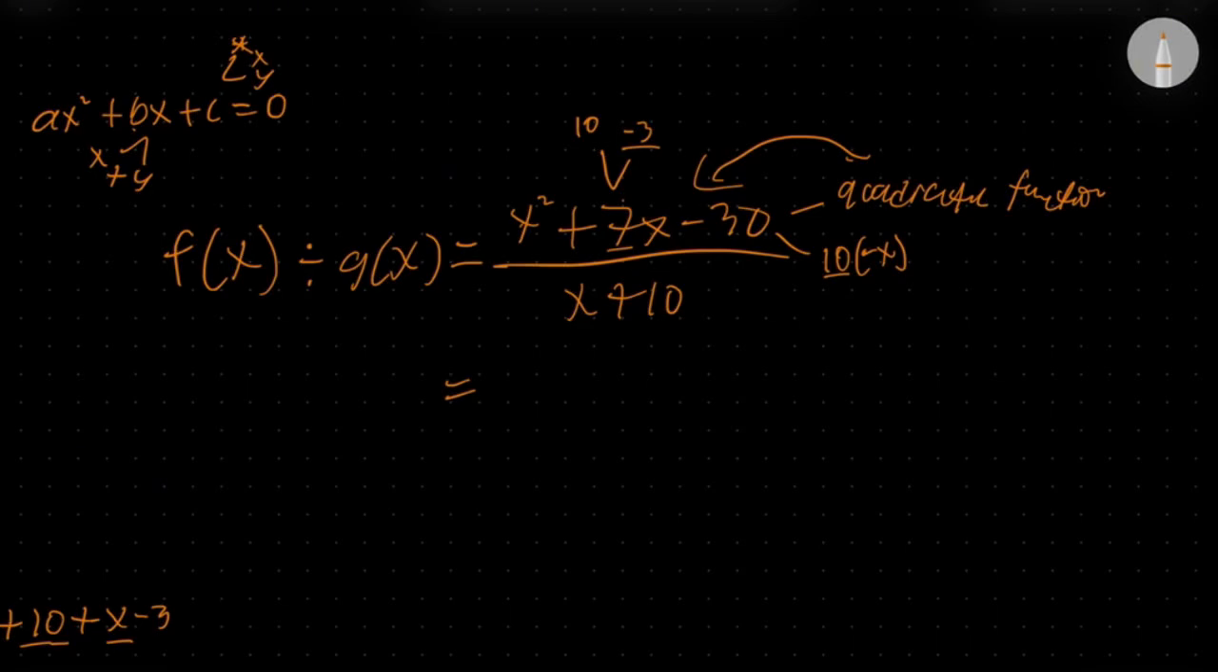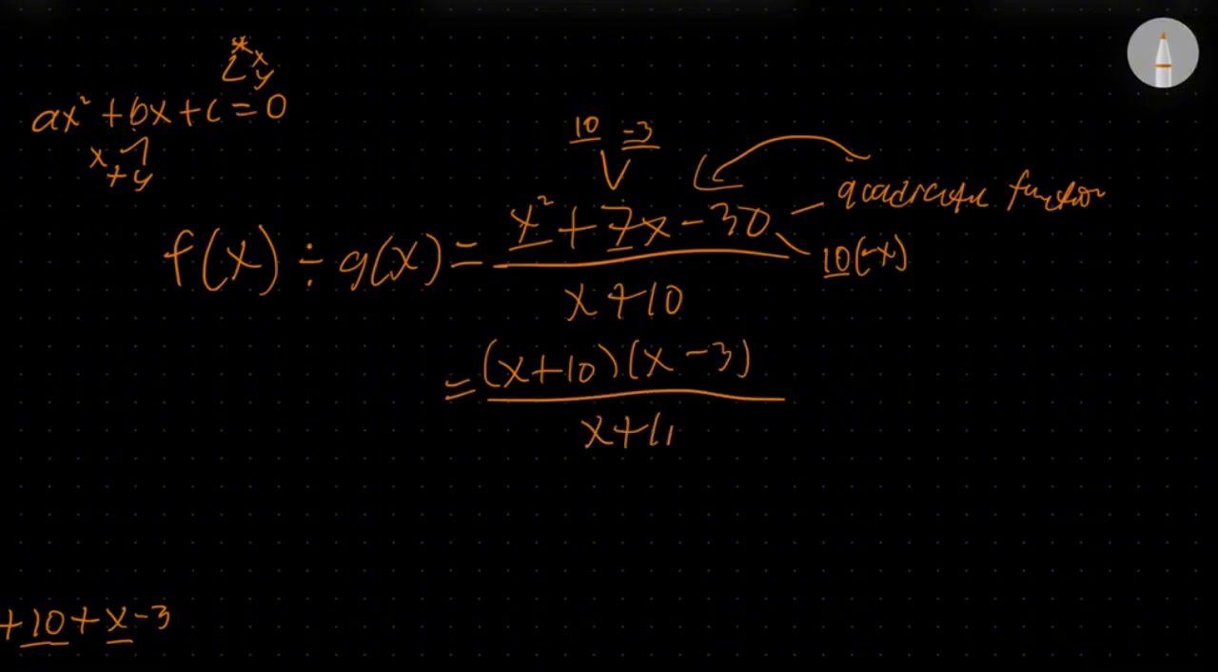Now we'll write that. We'll first start by distributing x squared, x plus and x. Now we'll input the first value, which is positive 10, and the second value, which is negative 3. Then we'll write the denominator. Now we notice that x plus 10 here is also here. Therefore, we can cancel this out, and we will be left with x minus 3. Therefore, f of x divided by g of x is x minus 3.